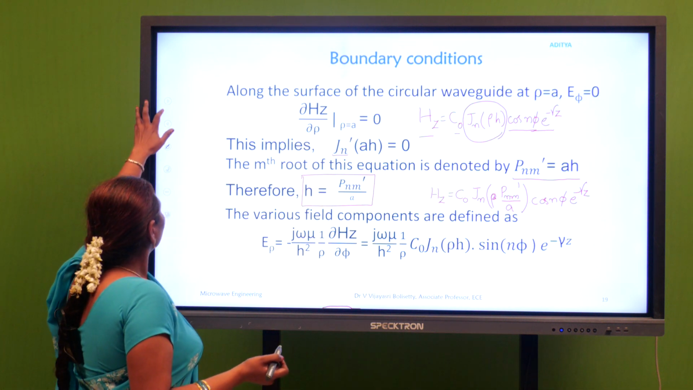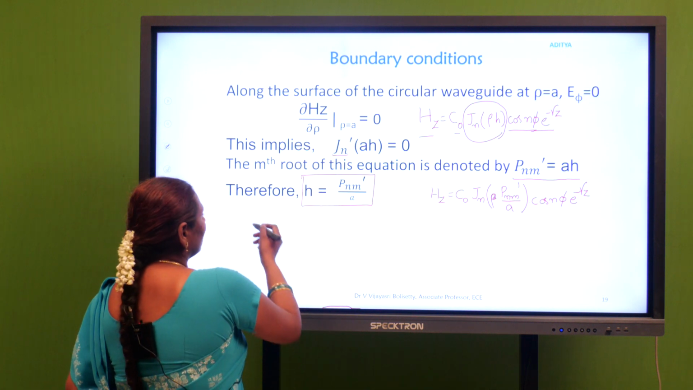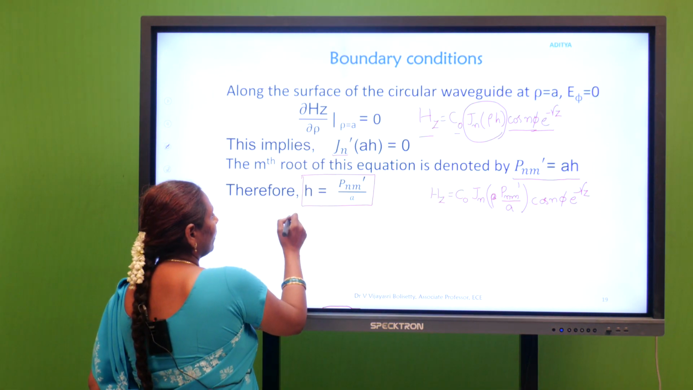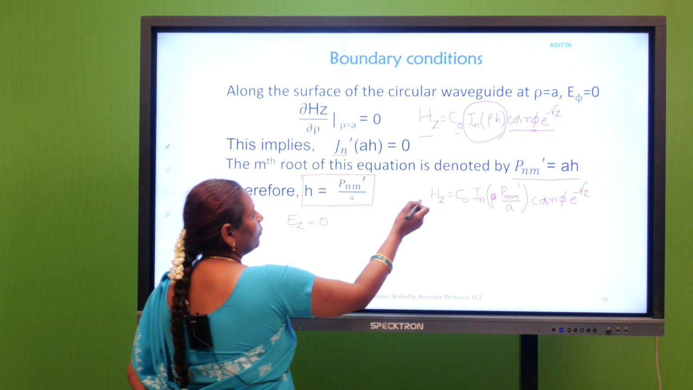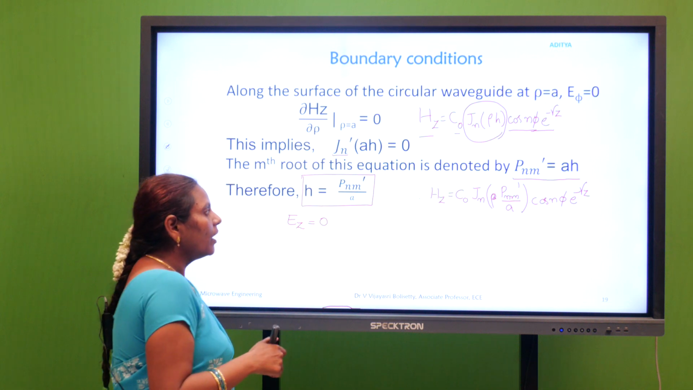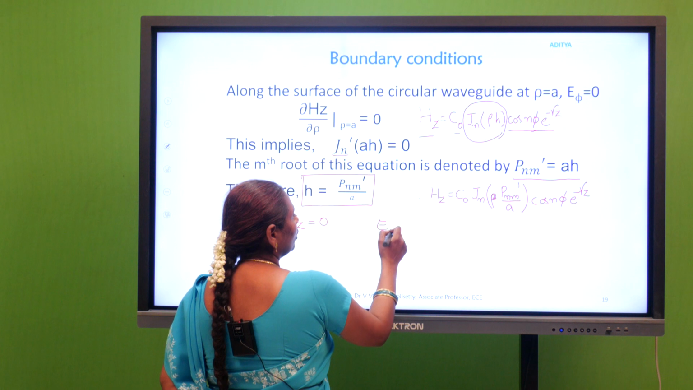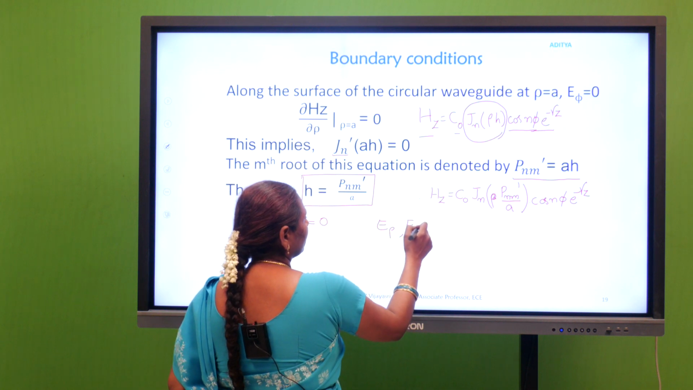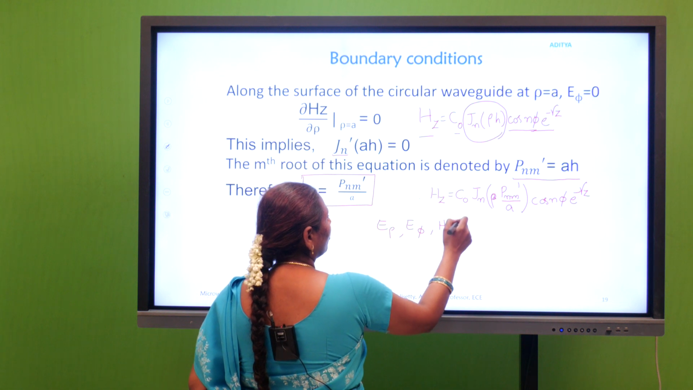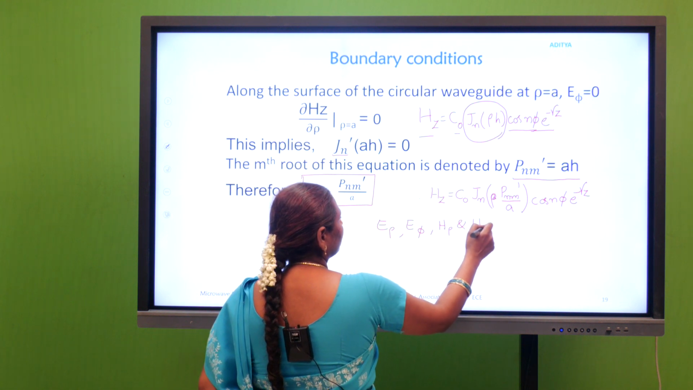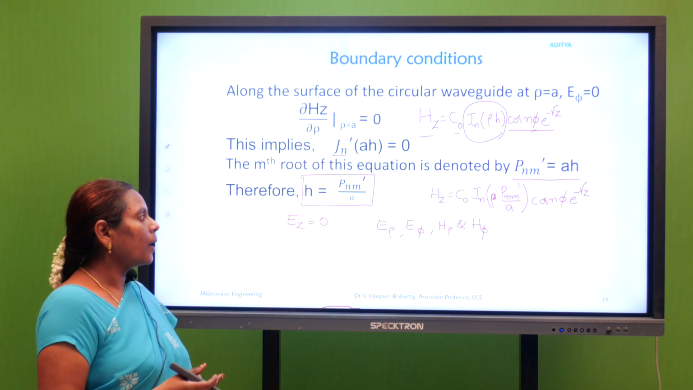See, if we take this TE wave equation, already we get Ez is equal to 0 and we got Hz. Okay, so we need to find the remaining field components, that is E rho, E phi. Similarly, we need to find H rho and H phi. These field components need to be obtained.